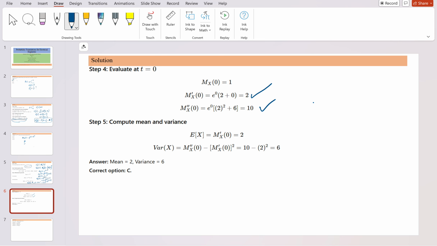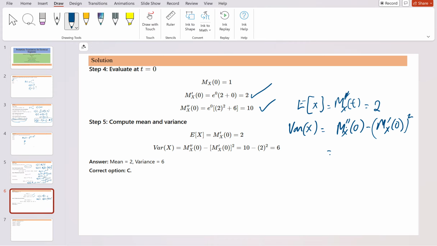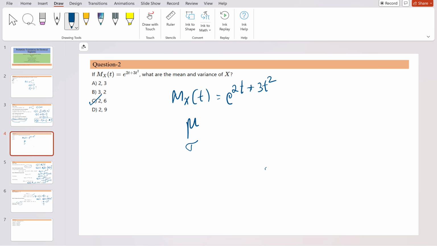So what is the expectation of x? Expectation of x is simply equal to the moment. When you have the moment generating function, just differentiate it and put in the value of 0. So it is simply equal to 2, and variance of x is equal to Mx double dash 0 minus Mx dash 0 of whole square. Okay, that is 10 minus 2 of whole square, that is 6. So expectation of x, or you can say the mean mu is equal to 2 and the variance is 6. So the correct option, when you see here, option C matches.